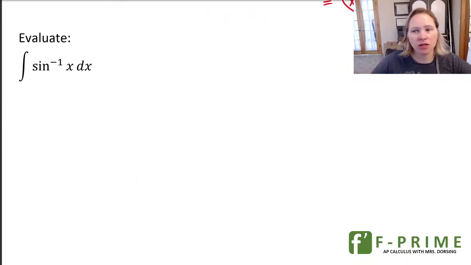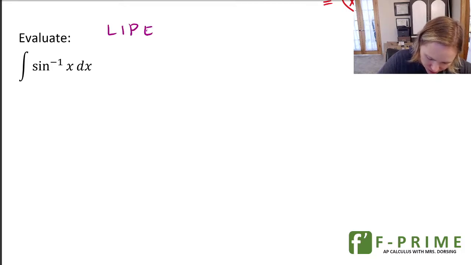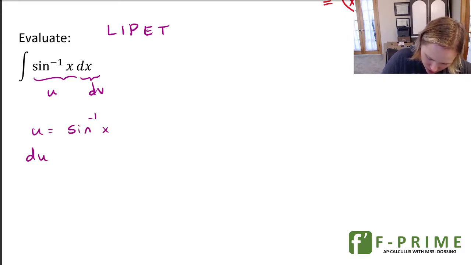Here's another great one that we can use integration by parts on to prove what's happening here. And this one is a fun one to do. So let's do it the same way that we did our natural log. So remember LIPET. Now we're going to use inverse trig functions. So this will be u, dx will be dv. So here we go. If u is sine inverse, then du, who remembers the derivative of inverse sine?